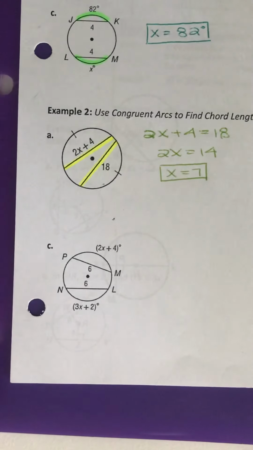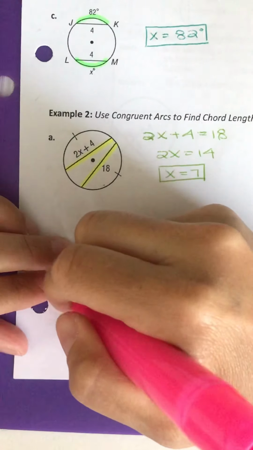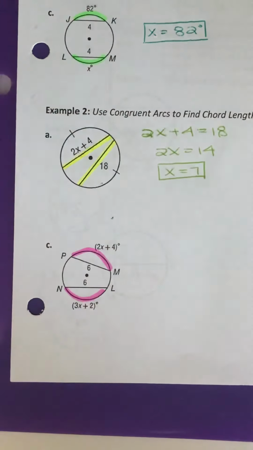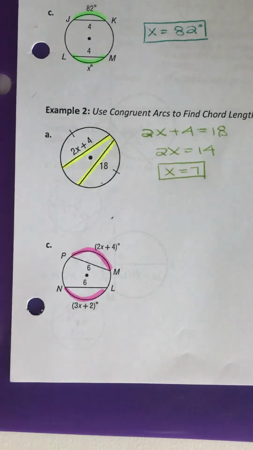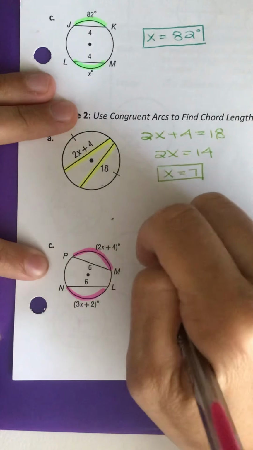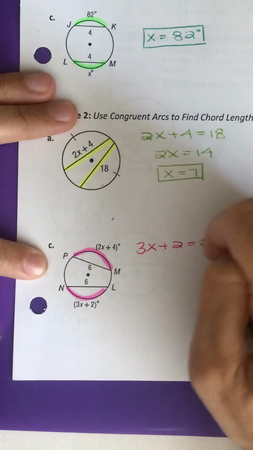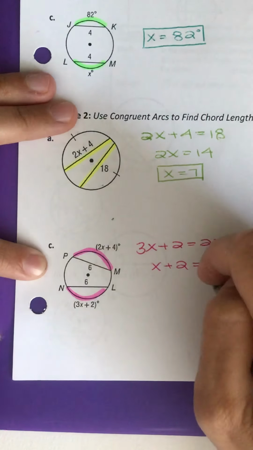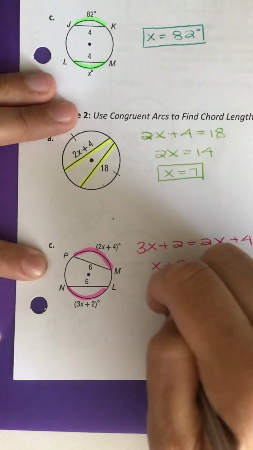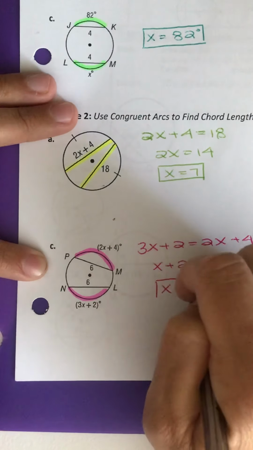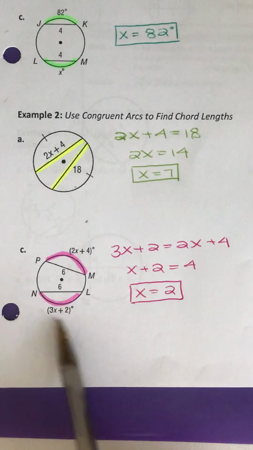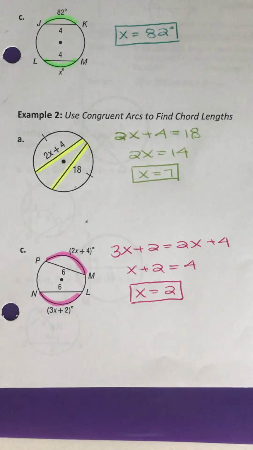Let's try a couple more. Both my chords now are 6, so I'm going to set my arcs 3x plus 2 and 2x plus 4 equal to each other. Subtract 2x, I get x plus 2 equals 4. Subtract 2, x equals 2. Plug it back in to check. 8 and 8.